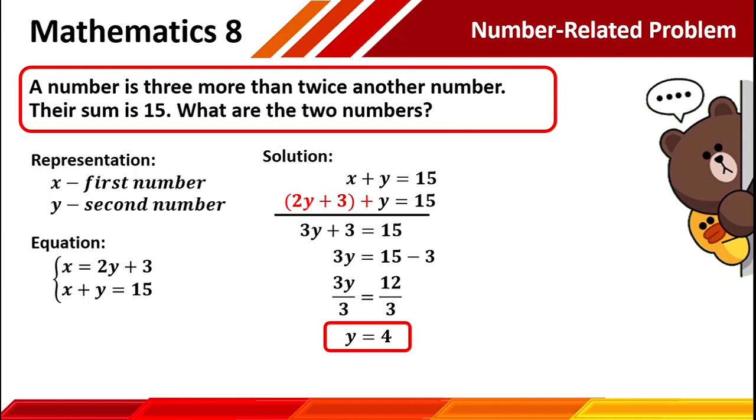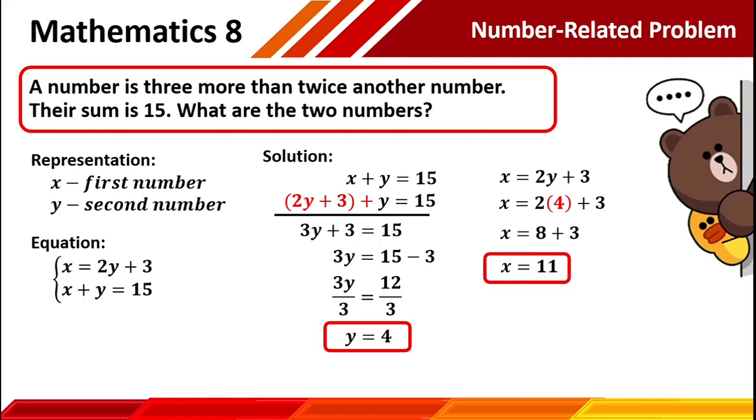Now, to get the value of x, we can use the first equation. So we have x is equal to 2y plus 3, and just substitute the value of y to our equation. So we will have x is equal to 2 times 4 plus 3, and we can now simplify it. 2 times 4 is 8, and 8 plus 3 is equal to 11. Therefore, the two numbers that we are looking for are 4 and 11.